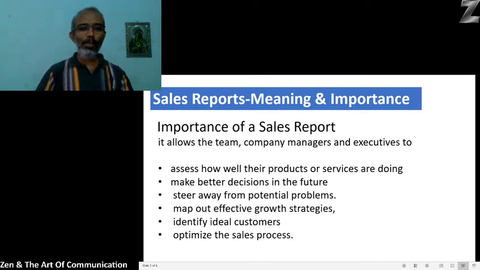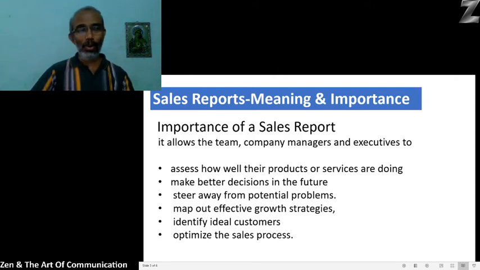Point 2, it helps to make better decisions for the future. When you have information, you are able to take decisions better. If you understand that one particular product is not doing well, you will try to find out reasons for that. Basis your investigation, analysis and understanding of why a particular product has not been doing well, you will take decisions. The decisions can be either to improve your input, or to motivate your sales force to do better, or if nothing happens, you can decide to withdraw this particular product from the market. Point 3 says it helps to steer away from potential problems.